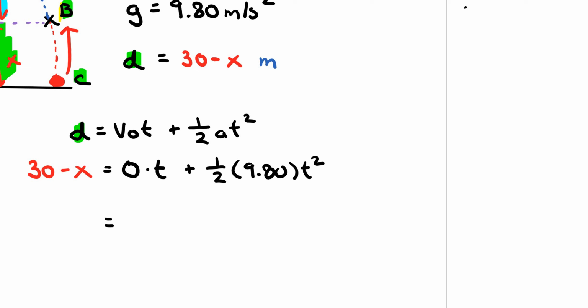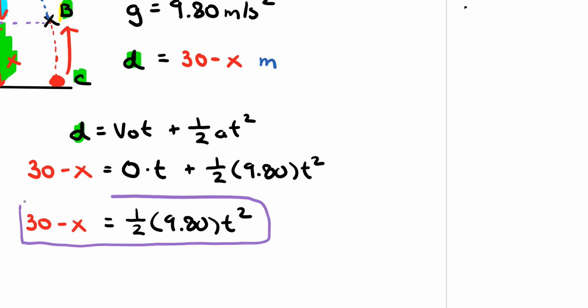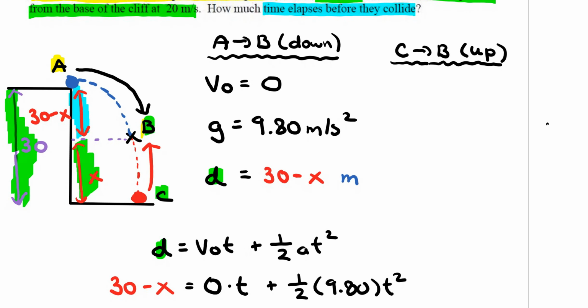Okay, so based on that, we still have the 30 minus x on the left-hand side, and on the right-hand side, I have 1/2 times 9.80 times t to the power 2. All right, so I'm going to hang on to this expression right here because this will come into play in the next part of this question, when we look at the ball going from C to B now. Okay, so if I look at the situation where the ball is going in the upwards direction, let me erase that.